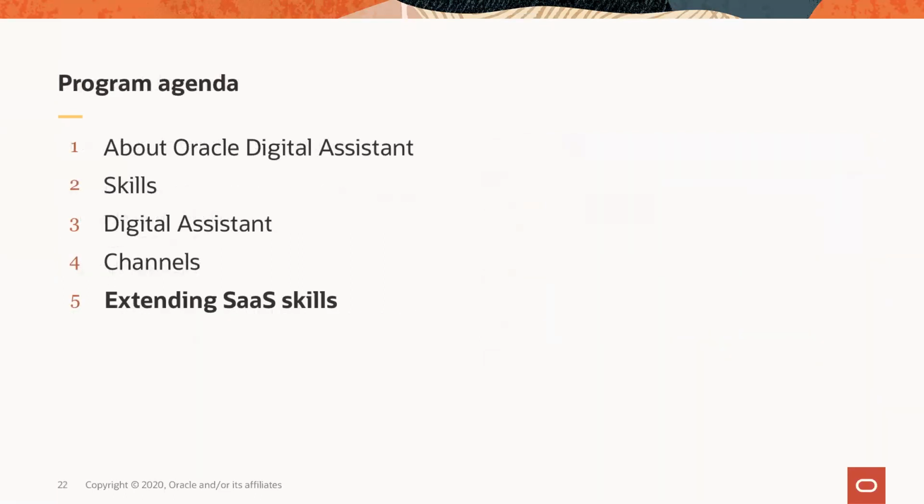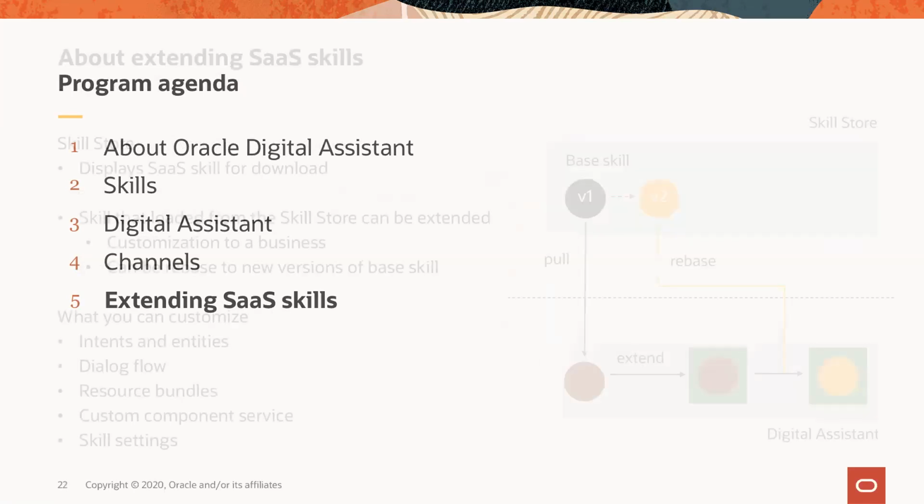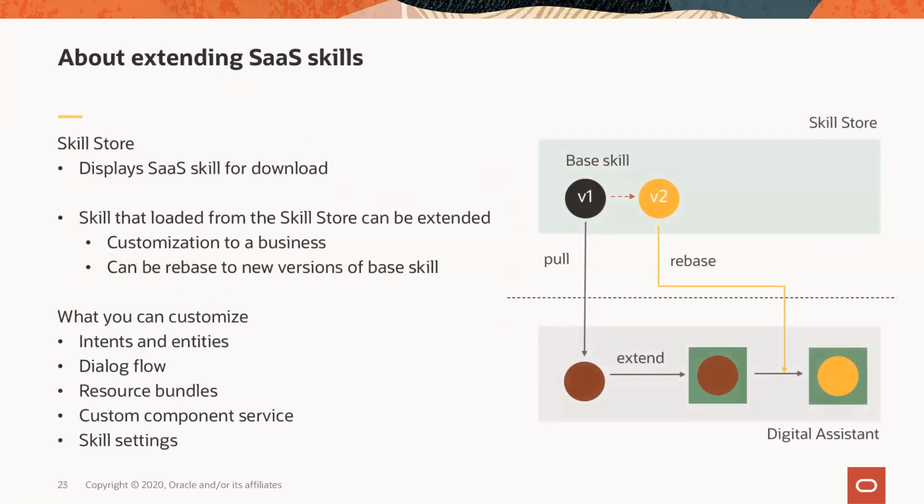Last but not least, extending SaaS skills. When you have SaaS skills, you get them from the bot store. It's as simple as searching for it. If you have a license for the SaaS skill, you will see it in your digital assistant pod. Then you click on it and say pull, and it will pull it down.